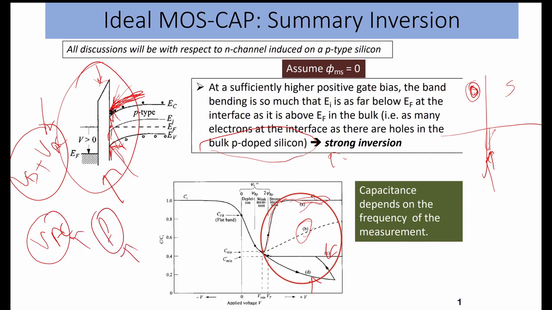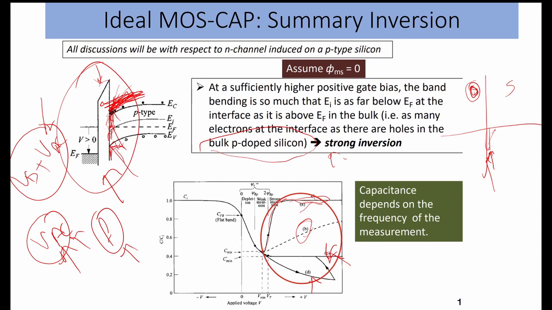Okay, if the frequency is low, the band bending, the electrons coming and going, coming and going, these electrons coming and going can follow the frequency. Up to a certain extent this can follow. But if the frequency of the AC signal is too high, so that the electrons coming and going cannot follow that frequency, then comes the C case.